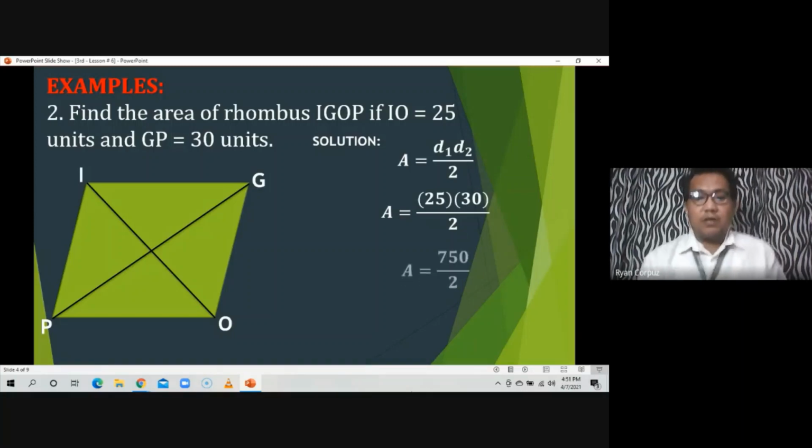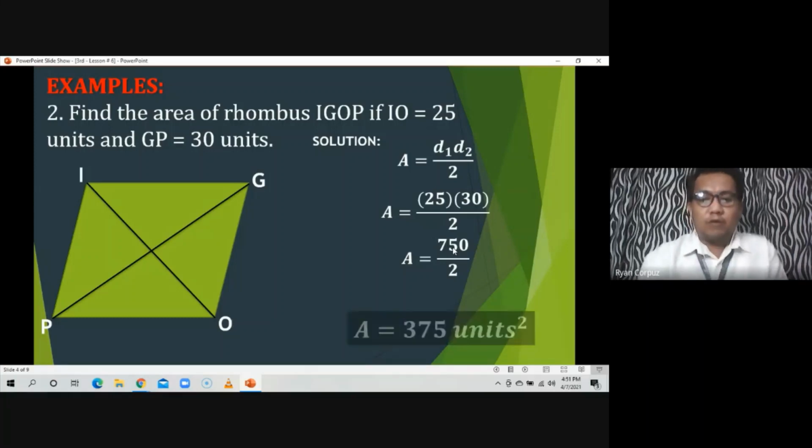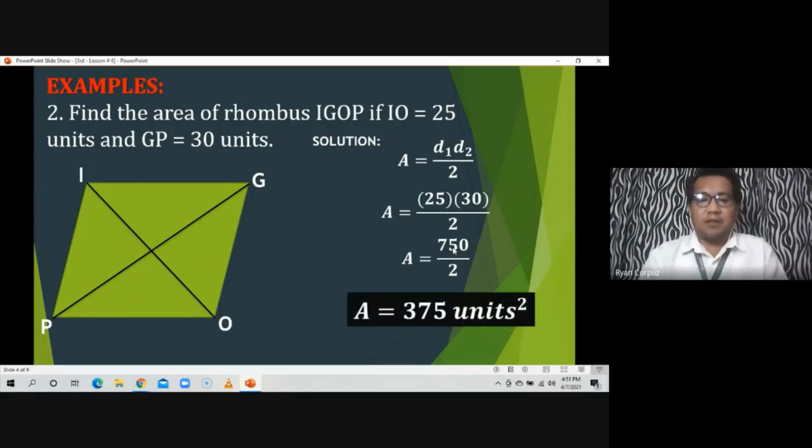So, what we did here is we multiply first. So 30 times 25 will come up with 750. Then saka natin siya i-divide by 2. So 750 divided by 2, that would be equal to 375.